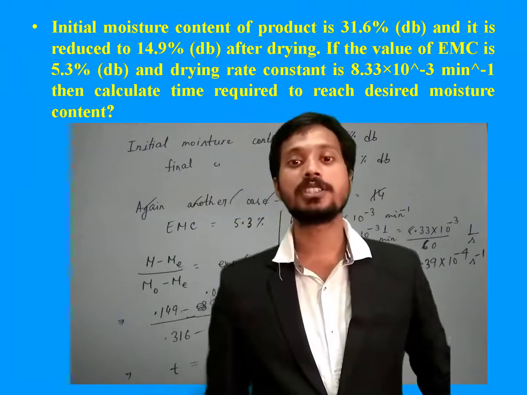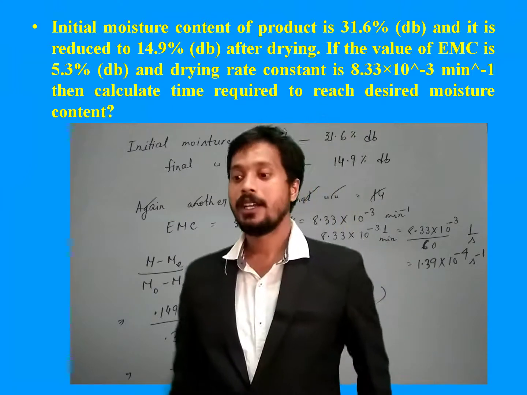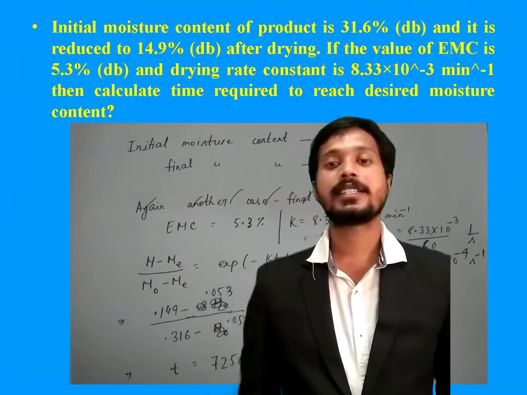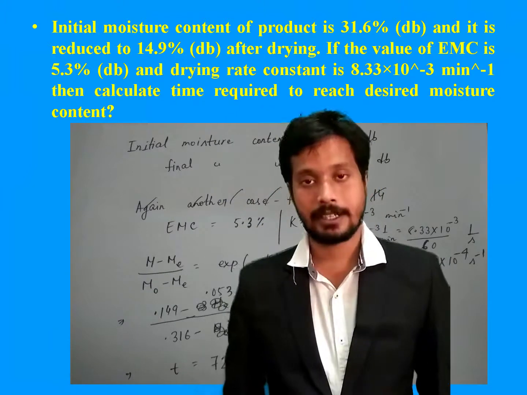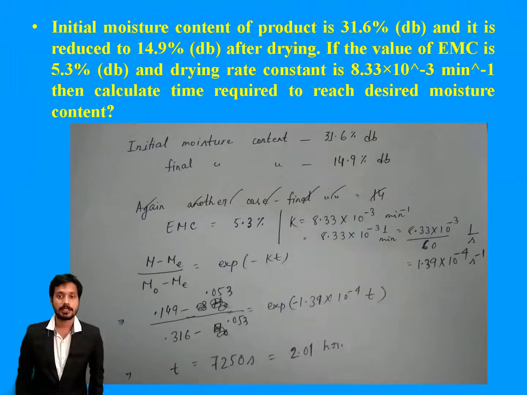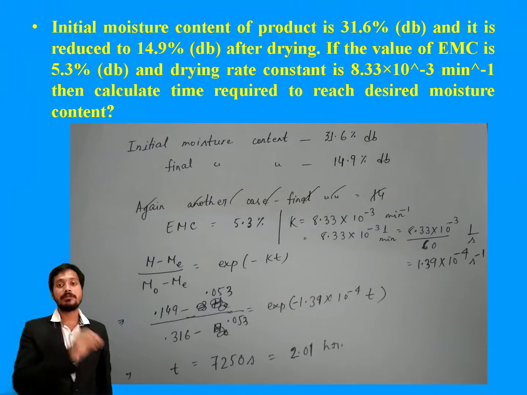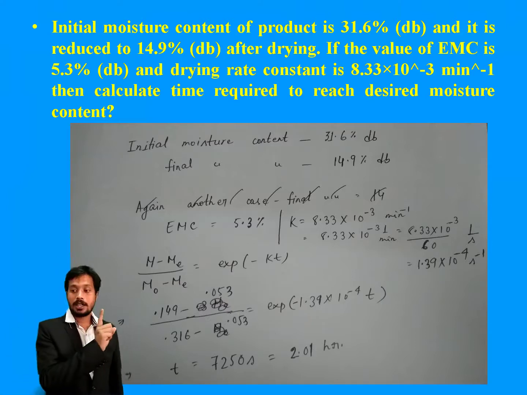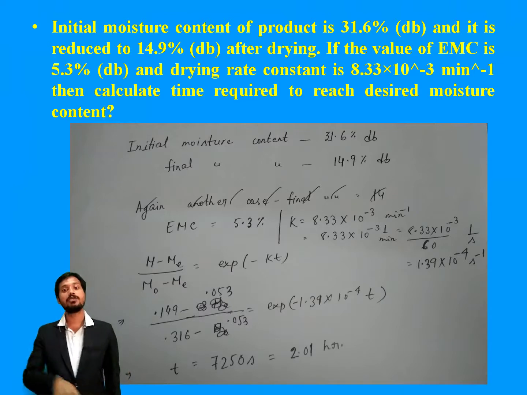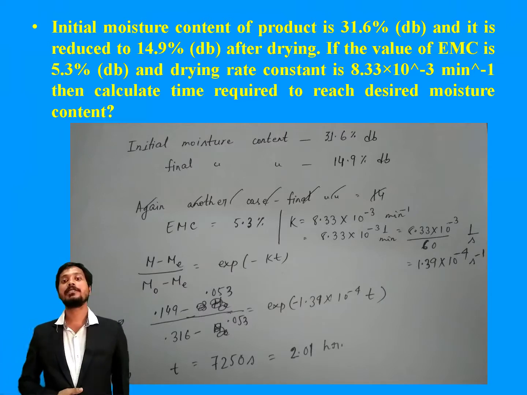So what we'll do, first you convert the value of minute into second, and then calculate the time required to reach the desired moisture content. So how will you solve this? We have to calculate the time required to reach the desired moisture content, from 31.6% to 14.9%. So the formula we use here, what?